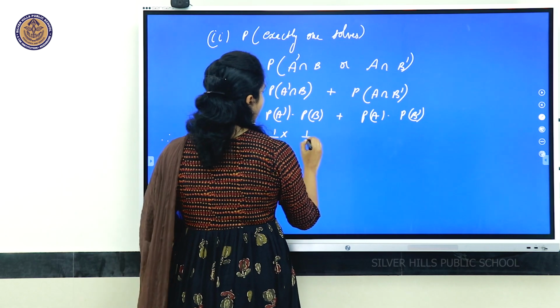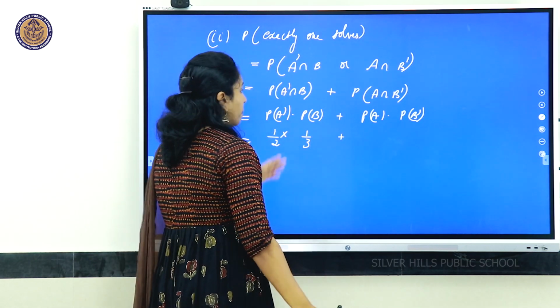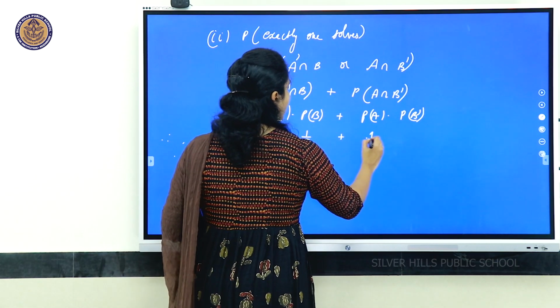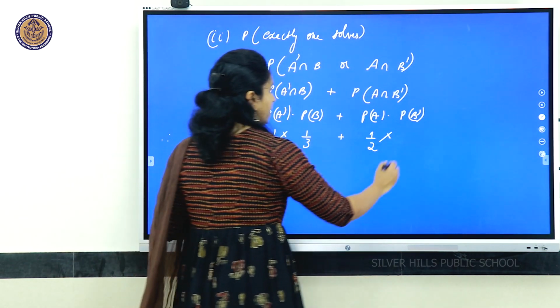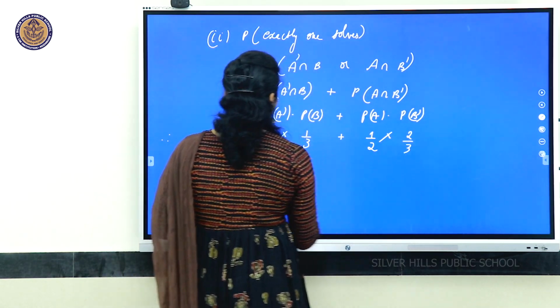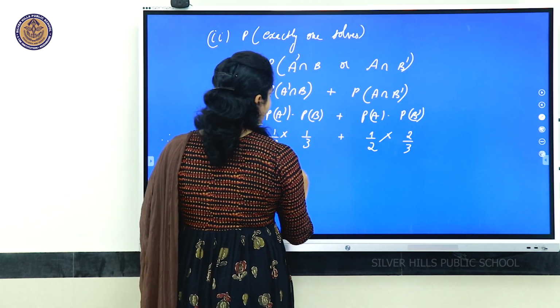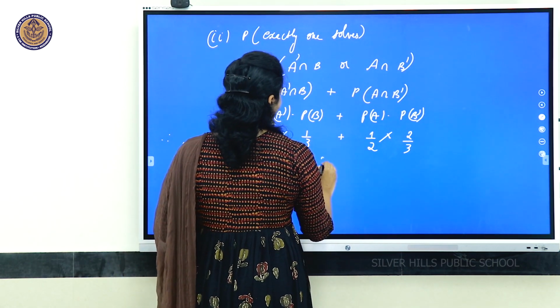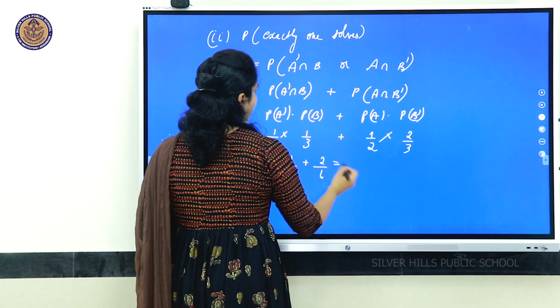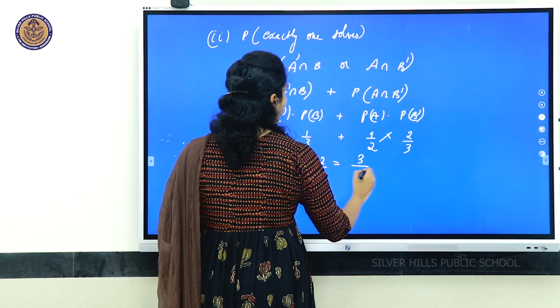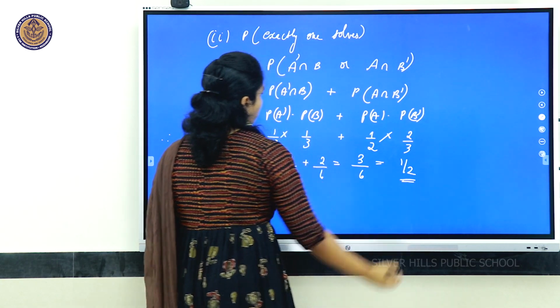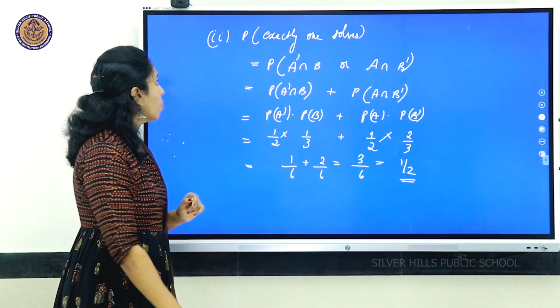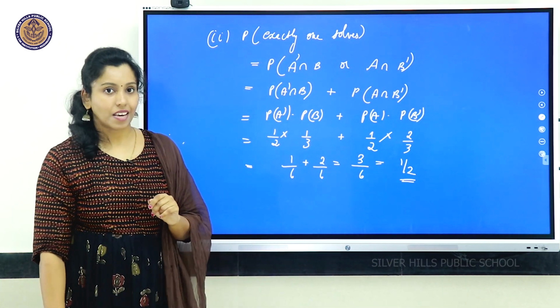So, 1 by 3 plus P of A is 1 by 2, and P of B complement is 2 by 3. So, just find the answer. 1 by 6 plus 2 by 6, that is equal to 3 by 6. So, the answer is 1 by 2. So, the answer is 1 by 2 for the second case.